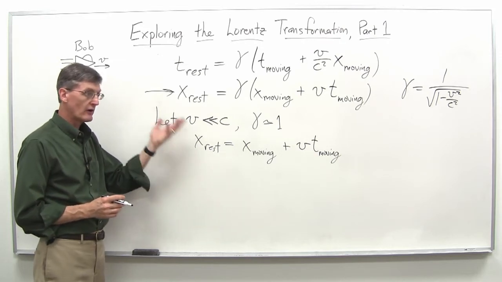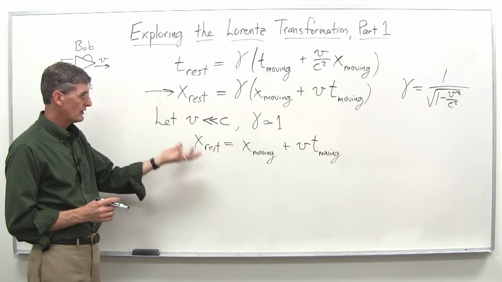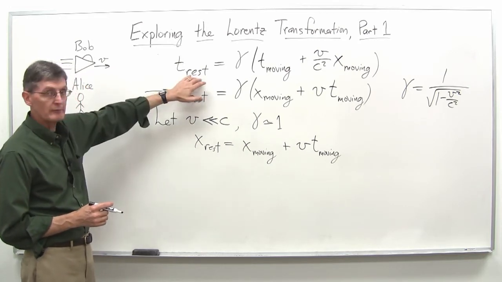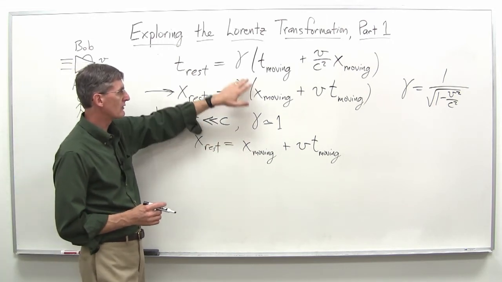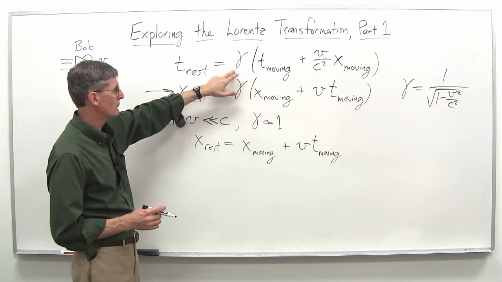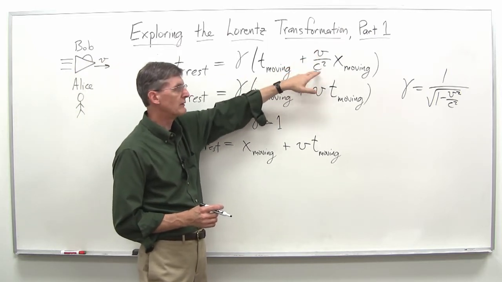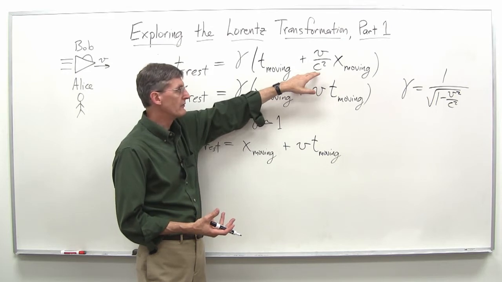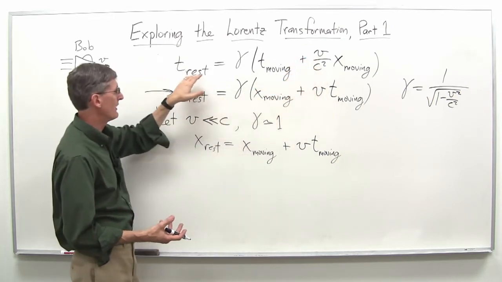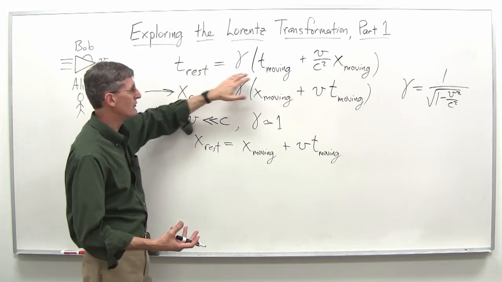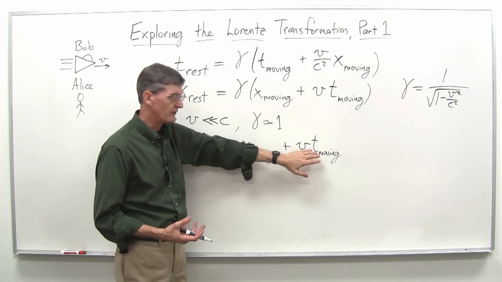Hopefully, it reminds us of the Galilean transformation, especially because if we go back up here for a minute and look at the t equation, if v is much less than c and gamma equals 1, look what we have here. If v is much less than c, this is a very small number, v divided by c squared. Not just v divided by c, but v divided by c squared. That's a very, very small number. And essentially, we just have time in the rest frame equals time in the moving frame. And therefore, this is just t.